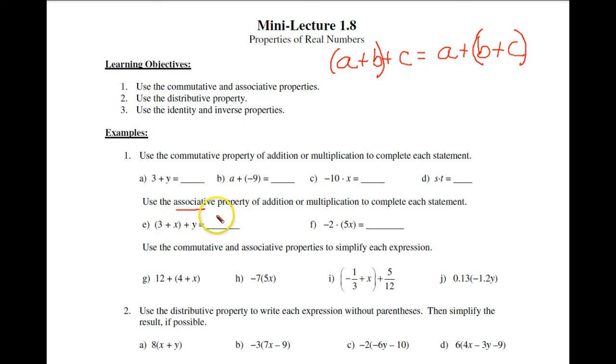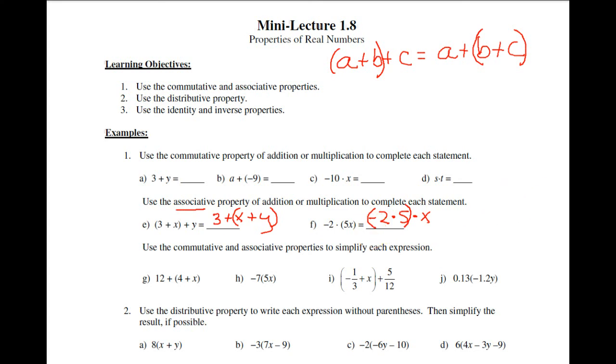So here the order will be the same. 3 plus x plus y. But we'll put the parenthesis there. And again, the same thing. Negative 2 times 5 times x. The order is the same, but now we're going to group it this way. Okay? The order is the same, just different groupings.